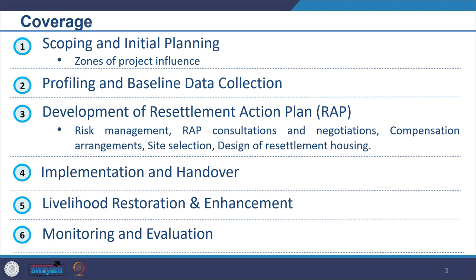So accordingly, the learning outcome expected from you after completion of this particular session is that you should be able to define and discuss and identify key elements of scoping and initial planning related with the land acquisition and resettlement, and then you should be able to identify various zones of project influence within this. Further, you should be able to understand how you create profile and how do you collect baseline data and how do you process baseline data for the purpose of land acquisition and resettlement.